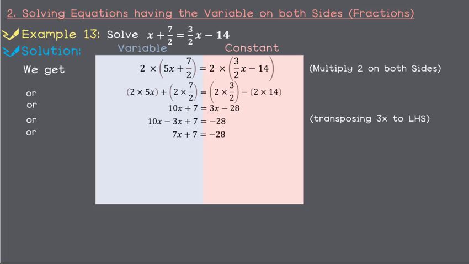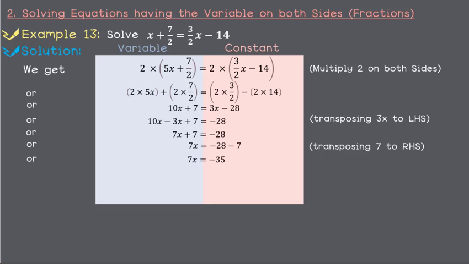Next step, let's get rid of 7 from the left hand side. To get rid of it, we are going to subtract 7 from both sides, or move 7 to the right hand side. And we have 7x on the left hand side is equal to negative 28 minus 7, which is negative 35.